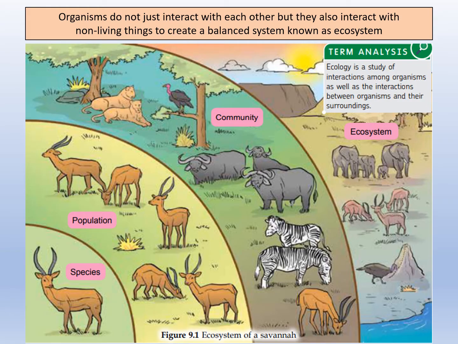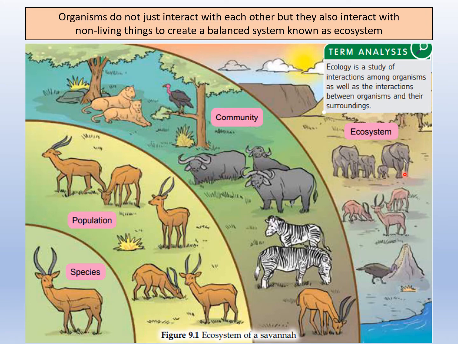Look at these diagrams. This diagram shows the ecosystem of a savanna. This is an overview of what we're going to learn in the subtopics. You can see the species of deer here, and then this is the population of deer, and this is the community. You can see different species in this same habitat interacting with each other, and then this is the ecosystem.